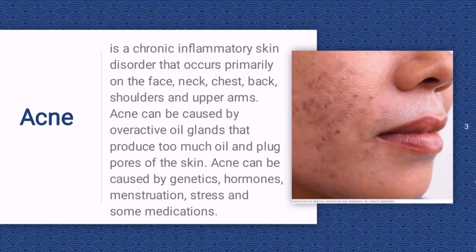Acne is a chronic inflammatory skin disorder that occurs primarily on the face, neck, chest, back, shoulders, and upper arms. Acne can be caused by overactive oil glands that produce too much oil and plug pores of the skin. Acne can be caused by genetics, hormones, menstruation, stress, and some medications.